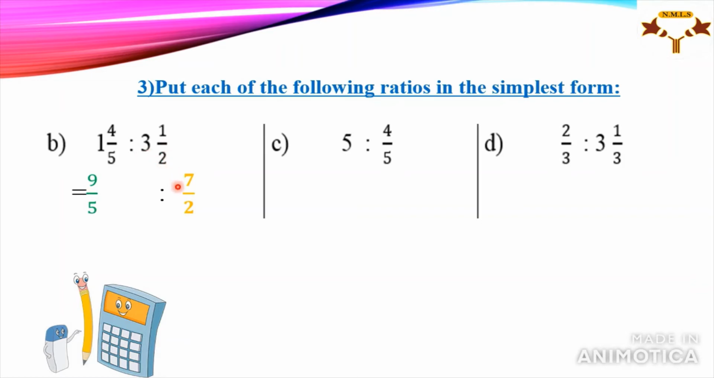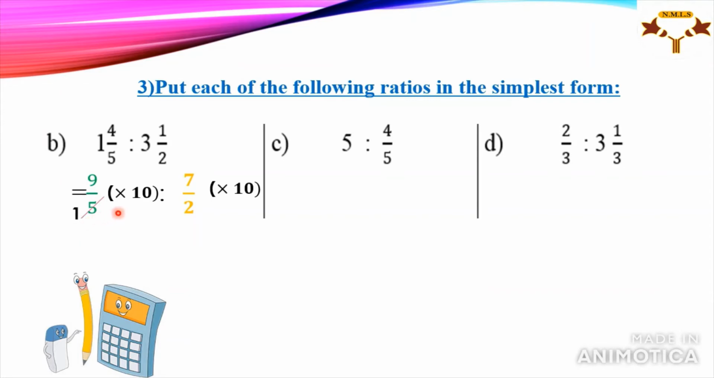The other fraction: 3 times 2 is 6, 6 plus 1 is 7 over 2. Then we have the two fractions, 9 over 5 and 7 over 2. Now I said we must find the number that is divisible by both denominators, 2 and 5. So 2 times 5 is 10. I will multiply 10 by the first fraction and by the second fraction. Then simplify. Multiply, simplify.